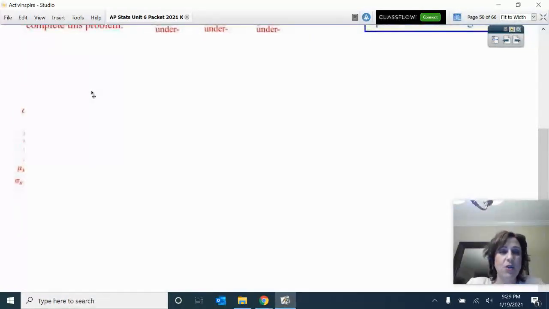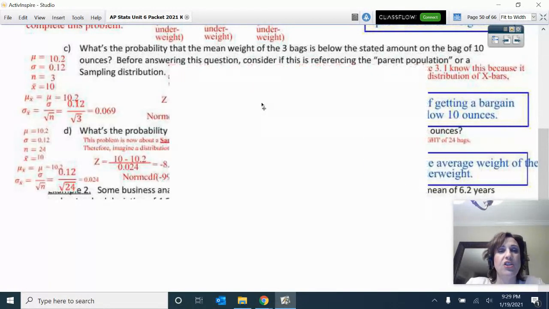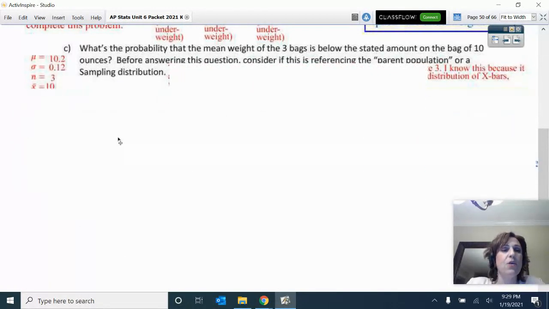Okay. Next question. Here we go. So now, let me move this up here. Now we're wondering, what is the probability that the average weight of 3 bags is below the stated amount? Think about what this is saying. This is saying average together 3 bags' worth of weight. That's a sample of size 3. That's an X bar. That makes a sampling distribution.